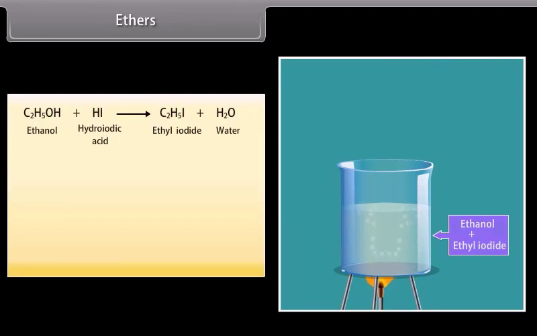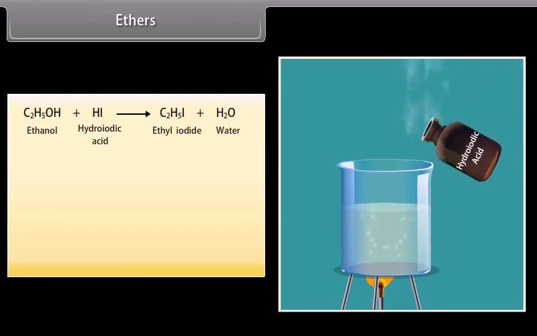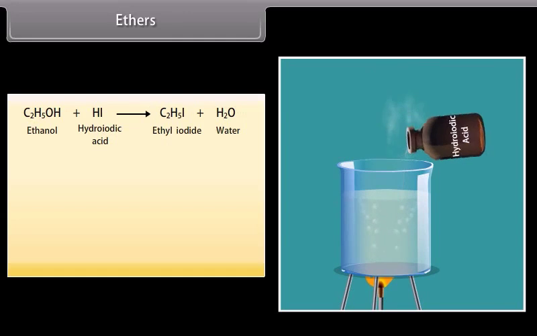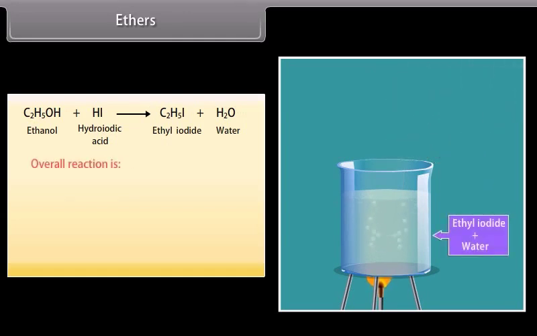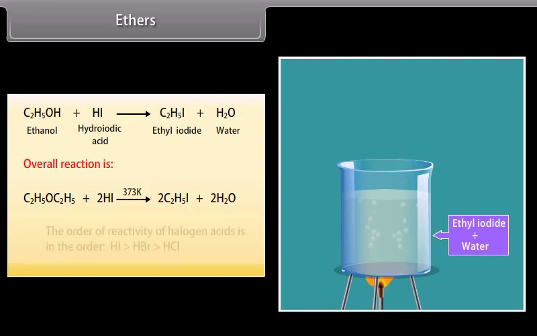With excess of hydroiodic acid, the alcohol formed further reacts to form ethyl iodide. The overall reaction is: hydroiodic acid reacts with diethyl ether at 373 Kelvin and it forms ethyl iodide and water. The order of reactivity of halogen acids is hydrogen iodide, followed by hydrogen bromide, and then hydrogen chloride.